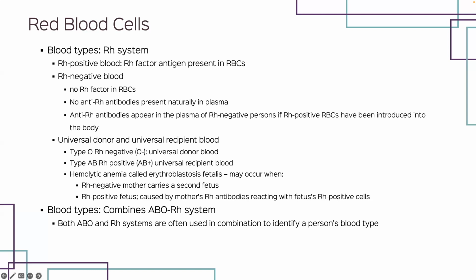the biggest thing to think about whenever you have your typing is the universal donor and the universal recipient. So who can receive and who can give. Your universal donor is your type O, Rh negative. So they have 0 A or B antigens and they have 0 Rh antigens. And then your type AB, Rh positive, they are the universal recipient because they basically can receive anything because they don't have the anti-A or anti-B antibodies.